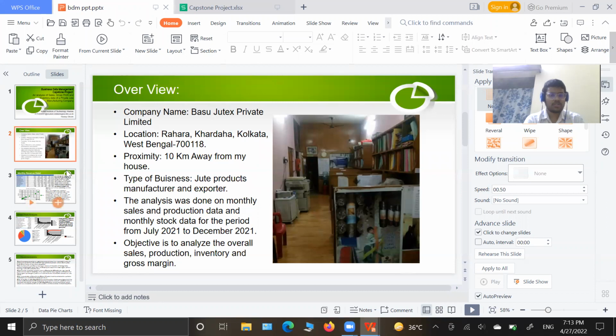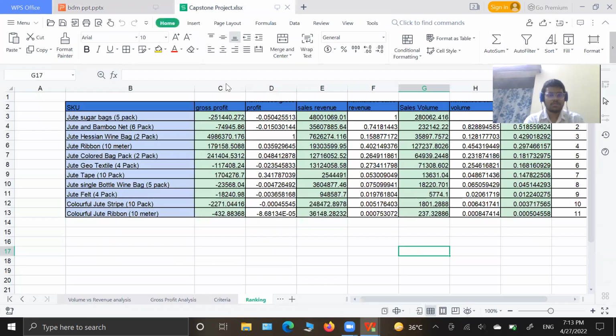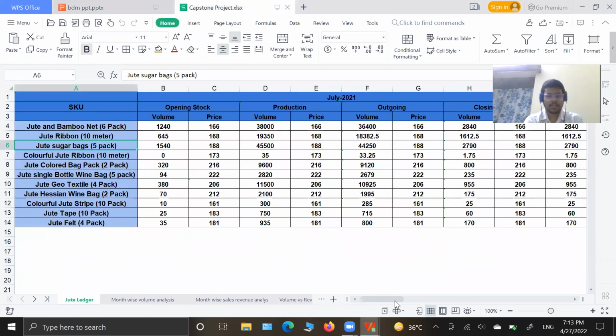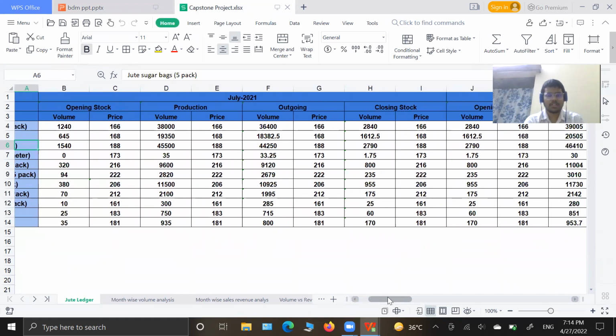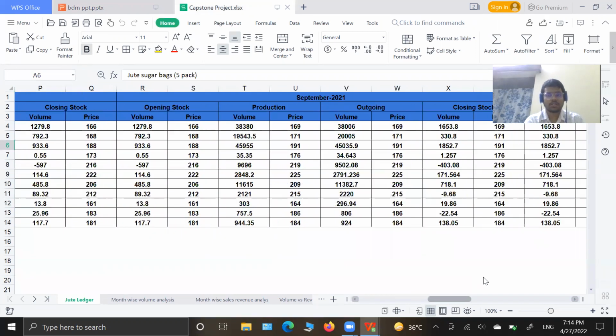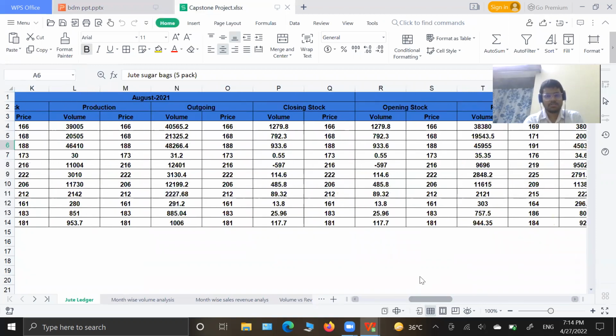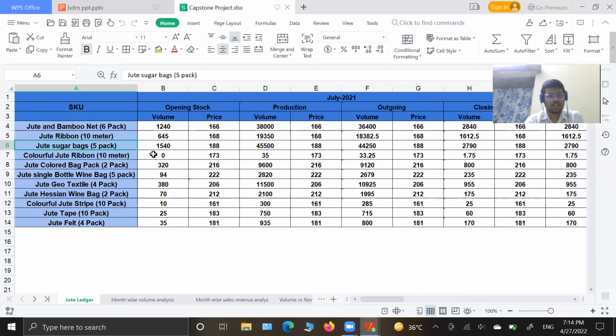Let me show you the data. This data I had collected is in a ledger format. It lists the SKUs, which means the products, as you can see. These are the opening stocks and the closing stocks, and production and outgoing values for each month, July, August, up to December. So this was the raw data that I collected and maintained in a ledger format.